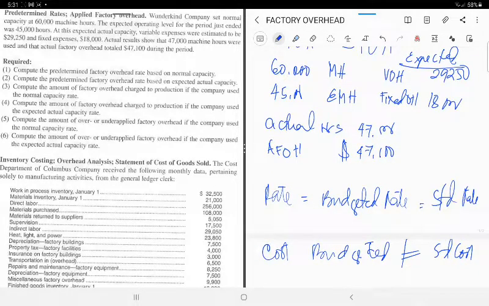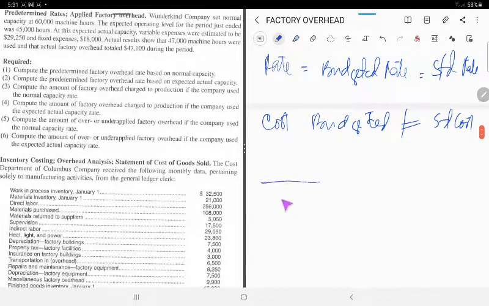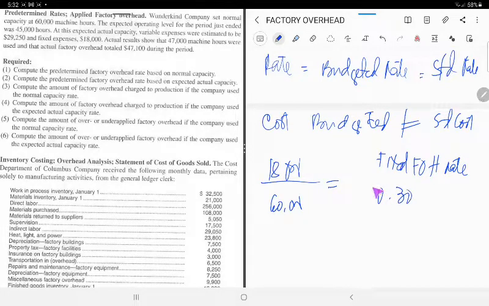Ano yan? Normal capacity. So, ang denominator natin ay 60,000. Diba? 60,000 gagamitin natin para sa fixed factory overhead rate. Bakit 60,000? Kasi the predetermined factory. So we have 18,000, compute yun na. Equals, ilan? 0.3. O, yung fixed overhead rate natin.